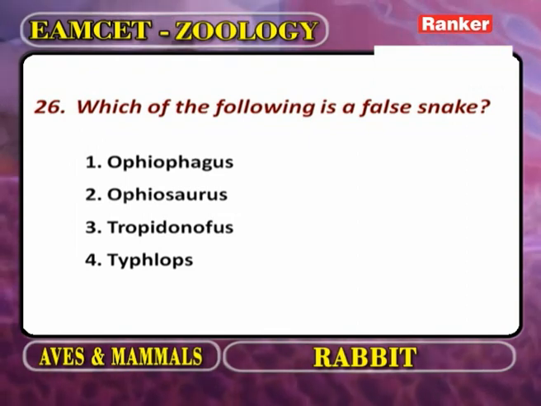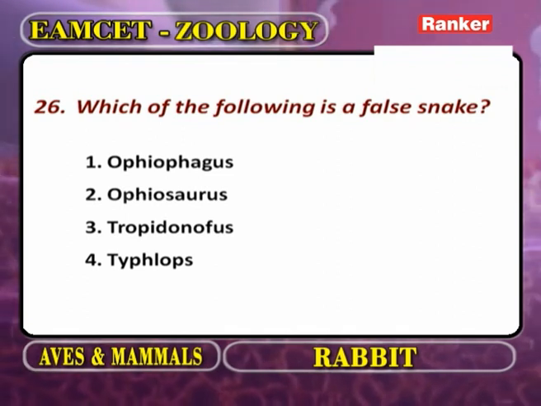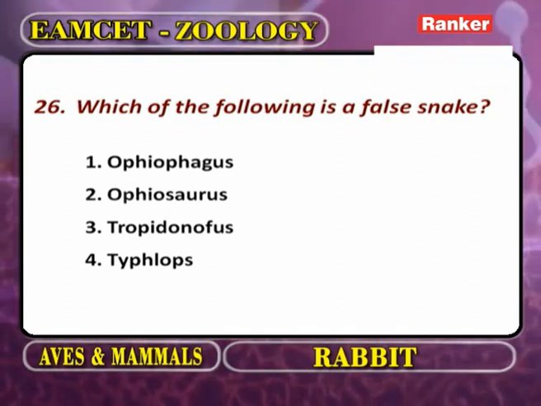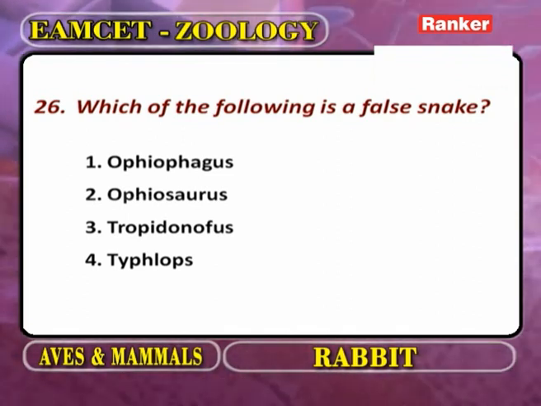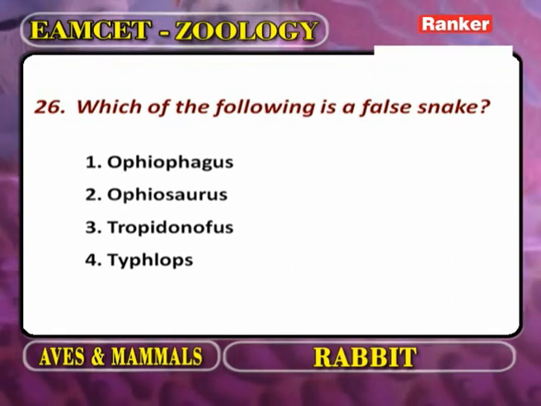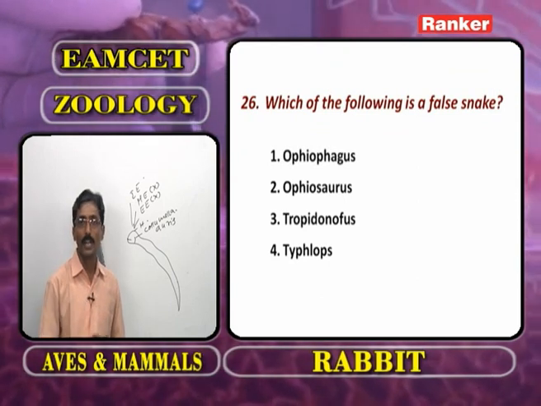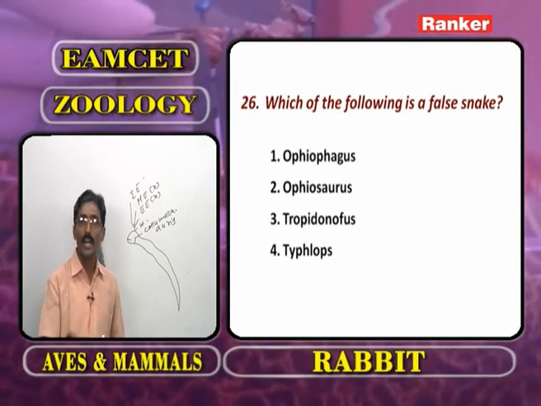Which of the following is a false snake? It is not a snake, but it appears to be a snake, so it is called the false snake. Which of the following is a false snake? Ophiophagus hannah is also called king cobra. It is also called Naja hannah.